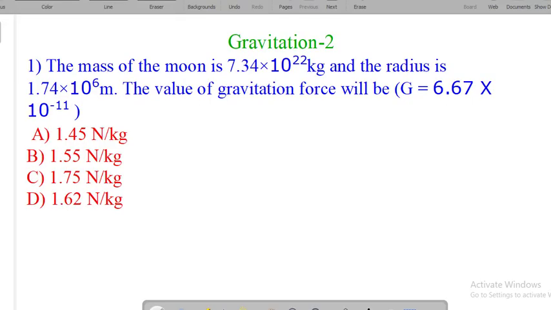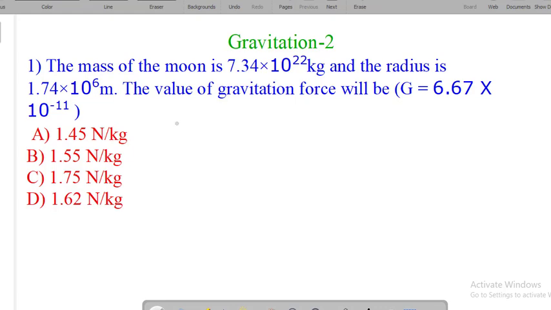Today we will be doing gravitation part 2. The first question: the mass of the moon is 7.34 into 10 raised to 22 kilograms and the radius is 1.74 into 10 raised to 6 meters. The value of gravitational force will be, G is given to us. Now in the answer part, all the units are Newton per kilogram.